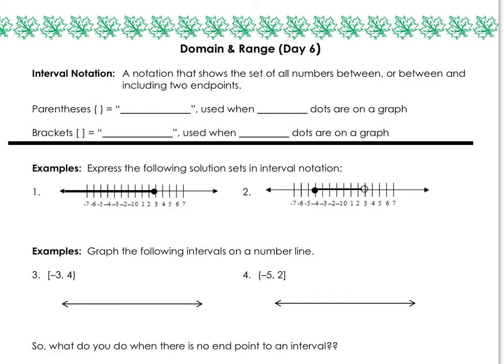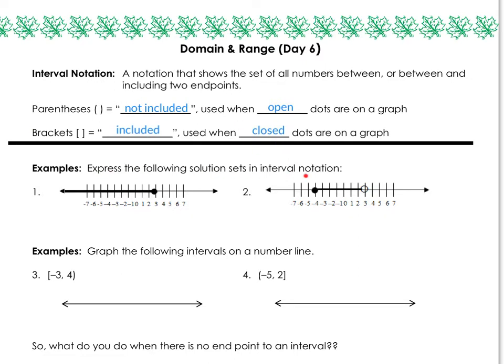So when we use parentheses, that means that it is not included. This is used when we have open dots on a graph. The other one are brackets, and those are used when they are included, and on a graph, that's closed dots. So again, parentheses and open dots mean not included, and brackets and closed dots mean included.